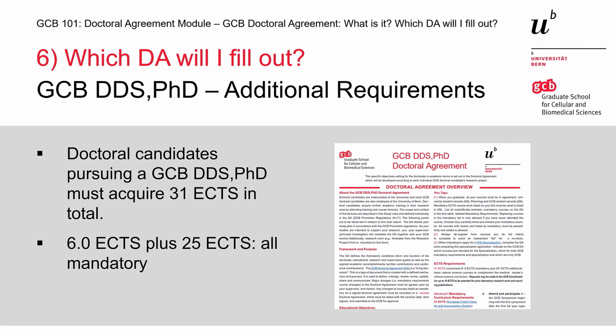Doctoral candidates pursuing a GCB Doctor of Dentistry and Philosophy need to acquire at least 31 ECTS in total. The 31 ECTS are comprised of 6 mandatory ECTS plus 25 additional ECTS. The 25 additional ECTS are comprised of basic natural science courses to complement the Dental Medicine Master's Clinical Science curriculum. All 31 ECTS are mandatory.